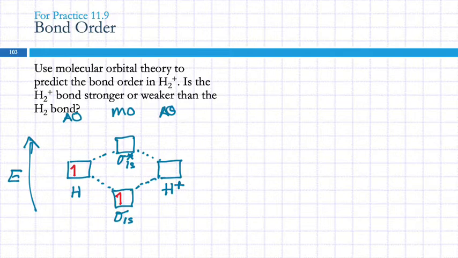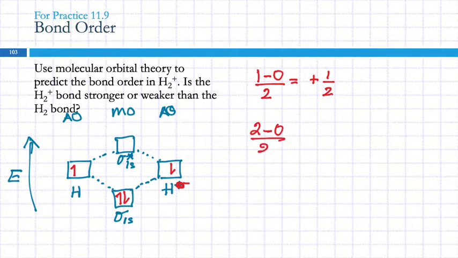Now they're asking us to predict the bond order. Bond order is the number in bonding orbitals, which would be 1, right, this guy, minus the number in antibonding orbitals, which is 0, and then divided by 2. So this is going to have a bond order of +1/2. So is this stronger or weaker than an H2 bond? It's weaker, because in the H2 bond, we have 2 electrons in bonding orbitals. 2 minus 0 divided by 2 is +1, and so that's stronger. The H2+ bond is weaker.